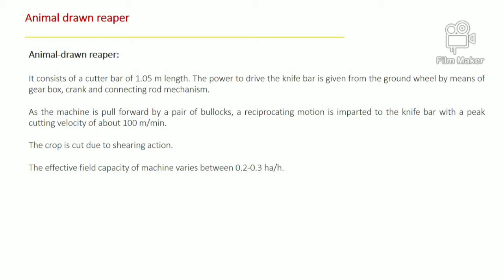Animal drawn reaper, also called animal drawn harvesting. It consists of a cutter bar of 1.05 meter length. The power to drive the knife bar is given from the ground wheel by means of gearbox, crank and connecting rod mechanism. As the machine is pulled forward by a pair of bullocks, a reciprocating motion is imparted to the knife bar with a peak cutting velocity of about 100 meter per minute. The crop is cut due to shearing action.